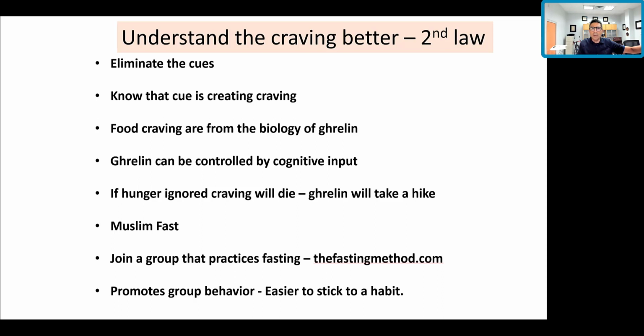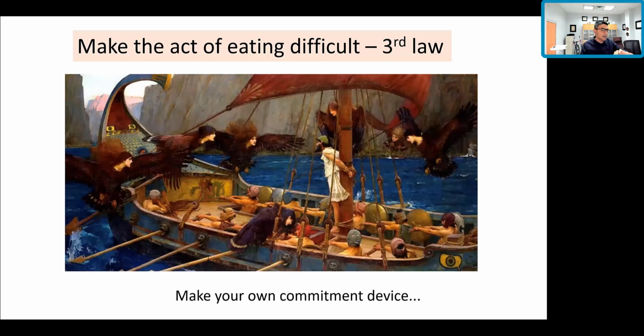I want to take the example of a Muslim fast. These people fast from sunrise to sunset. At this time, that's nearly 16 hours. They have no food, no water. These people are not fat adapted. They are not on a low carb diet. The reason they are able to do that is because through cognitive control, they are able to control their craving. And another reason is that this is a group of people who are fasting together for a religious reason. So in other words, I'm trying to plug in my group here. If you join a group that practices fasting, if you join a group that promotes a certain behavior, that behavior can be fostered and it'll be easier for you to stick to that behavior.